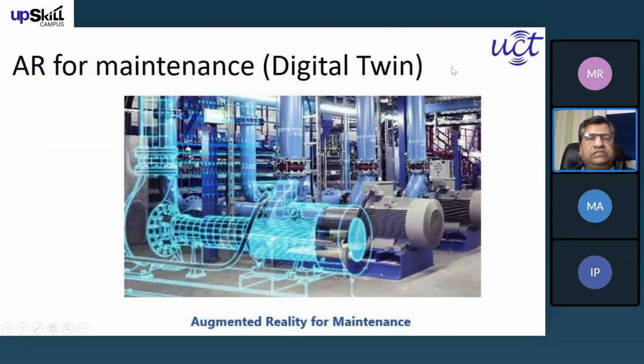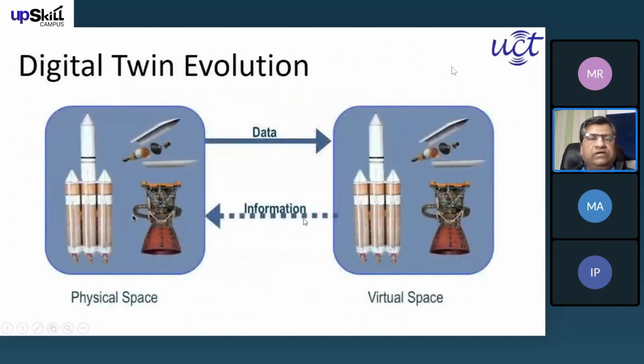Similarly, we have AR for maintenance, augmented reality. Here we are having a digital twin for each and every machine part, from the physical world to the cyber world. So we have one replica in the cyber world, and we can do all kinds of analysis in the cyber world. And after doing the analysis, we can do the fixing in the physical world. That's how it is working. It is showing the same thing. We have a physical space with some machines, and we take data to the virtual space. We do the analysis and then bring it back to the physical space. That's how digital twins work.